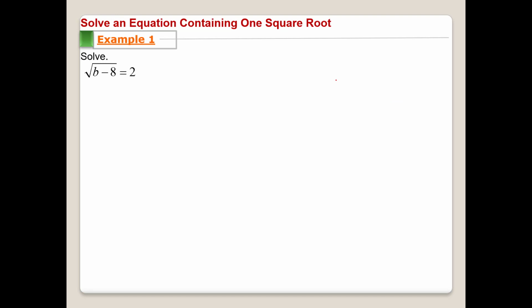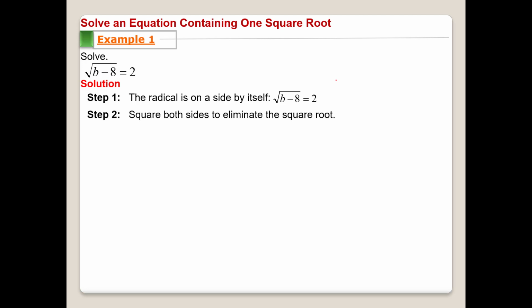In this first one, we've got square root of b minus 8 equals 2. How are we going to do this? Our first step is to get the radical on one side by itself, and it already is, so we're good. Our second step is to square both sides and eliminate the square root. So let's go ahead and square both sides.